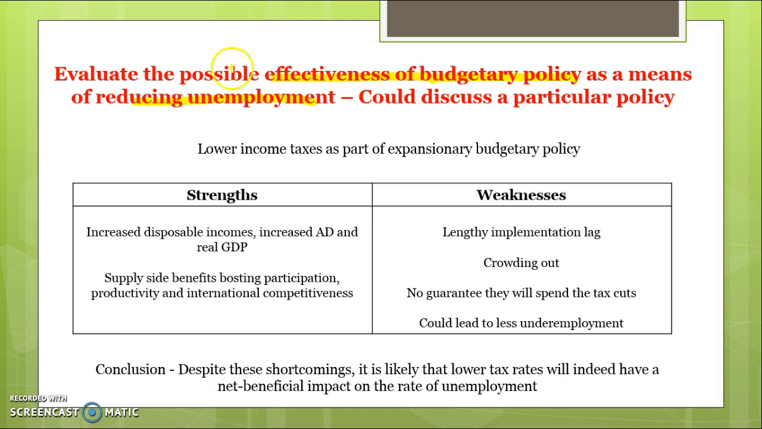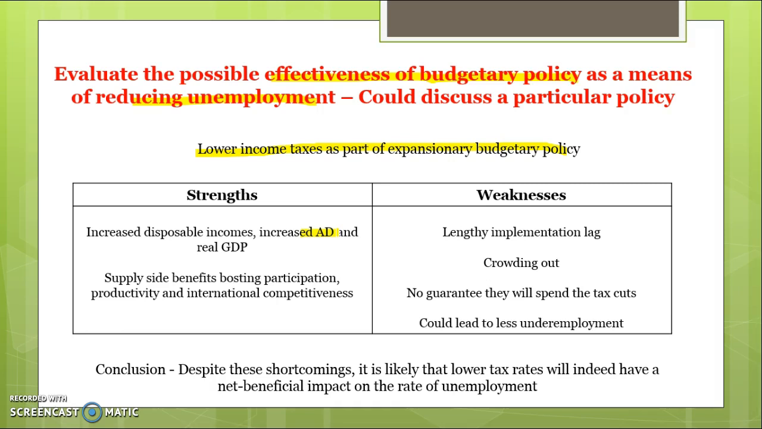So the first one: one thing we could do to reduce unemployment is implement lower income taxes as part of an expansionary budgetary policy to try and promote growth. And then you need to analyse the effectiveness of that. In terms of the strengths, increased disposable income should boost aggregate demand by increasing consumption spending. That will flow on to increased production and boost real GDP. Analyse why it has a strength in boosting consumption spending.